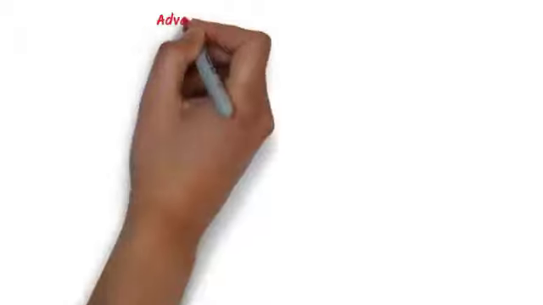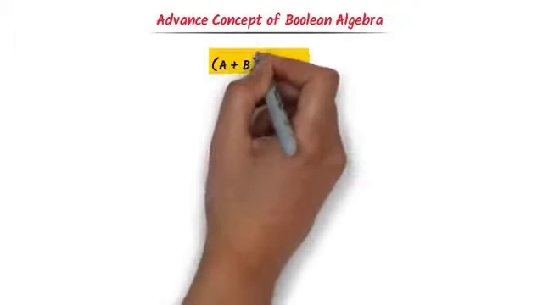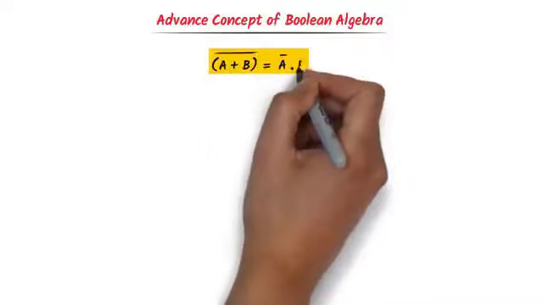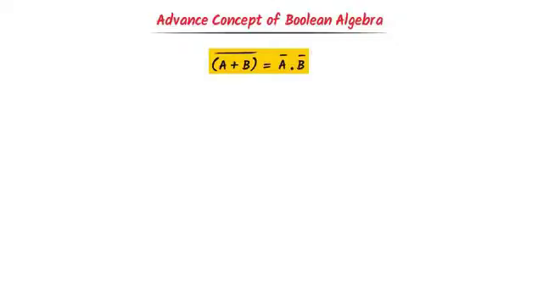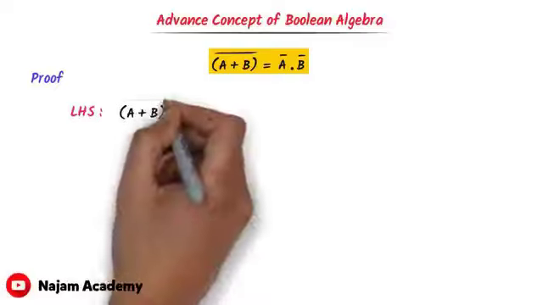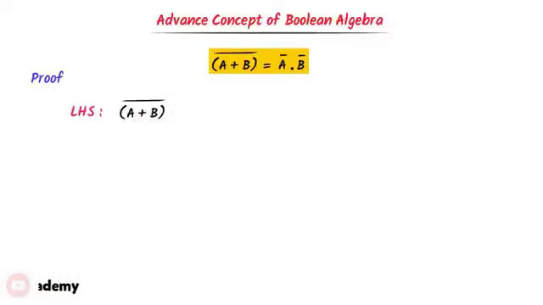Now I will teach you one advanced concept of Boolean algebra. a plus b whole bar equals a bar plus b bar. Let me also teach you its proof. Firstly, consider left-hand side. At the left-hand side, we have a plus b whole bar. Now consider values of a and b. Let a equals 1 and b equals 0. Because here, we can use only these two digits.